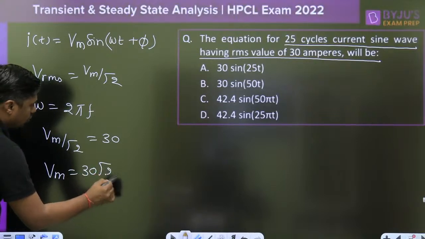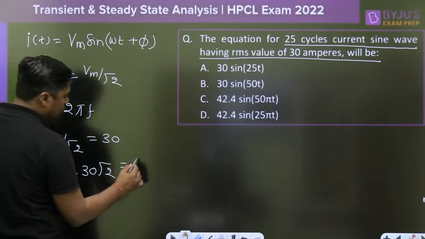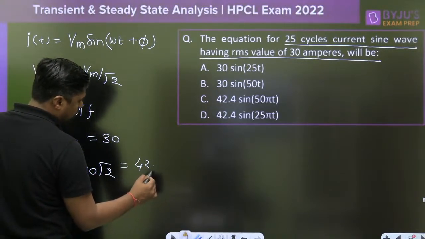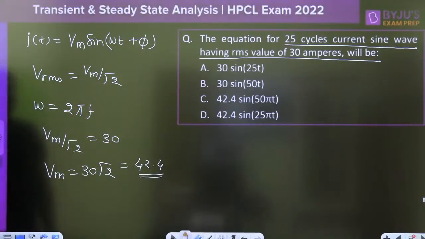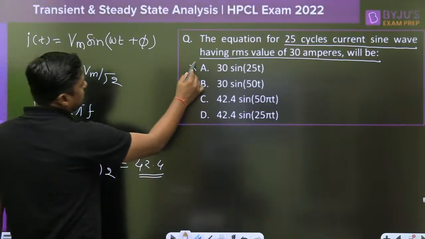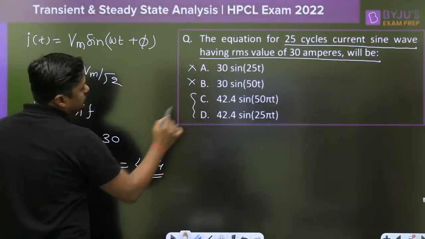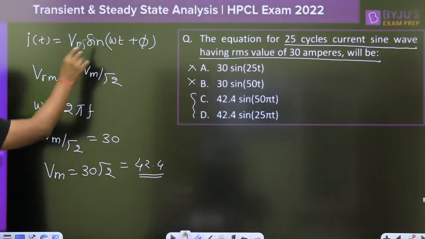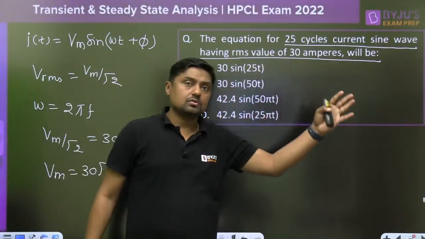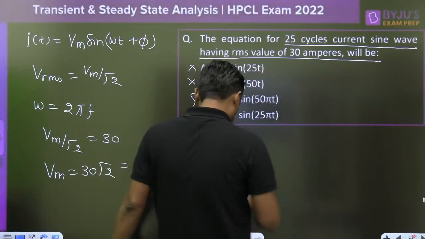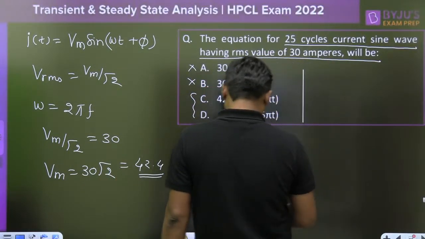30 root 2. You can calculate the 30 root 2, 42.4 it will come. Okay. Then second thing means this answer is not correct, this answer is not correct, these two. Second, what is the omega 2 pi f? When it is asked 25 cycle means what? Frequency per second.